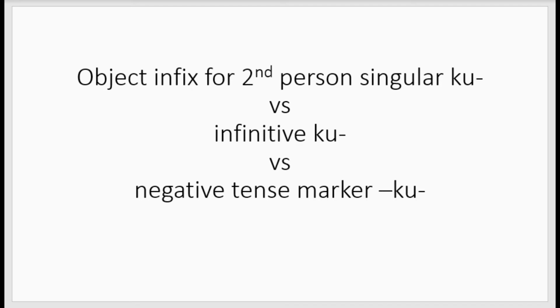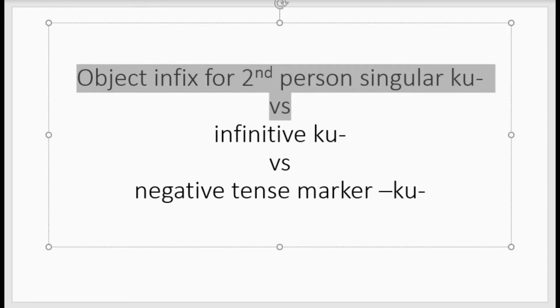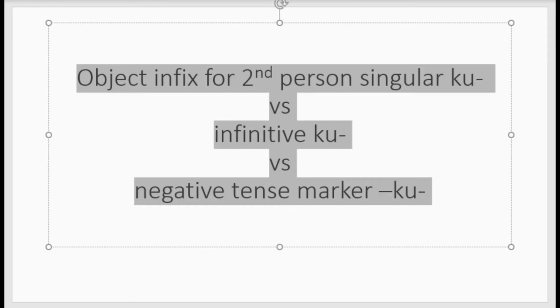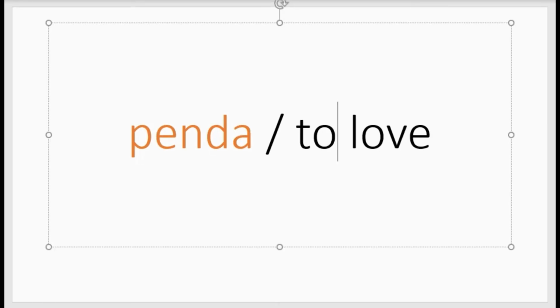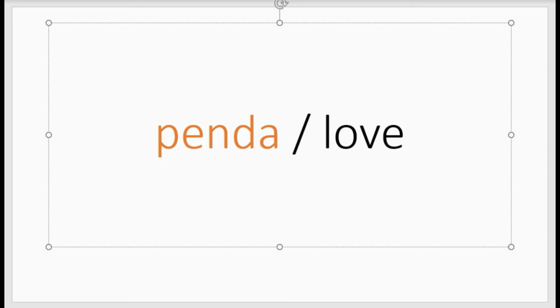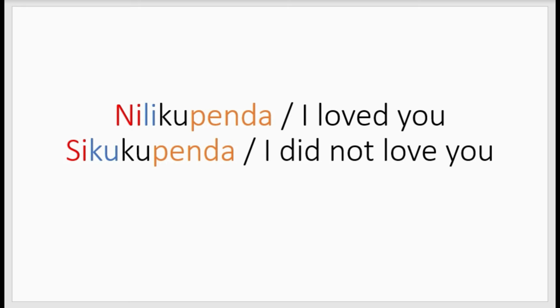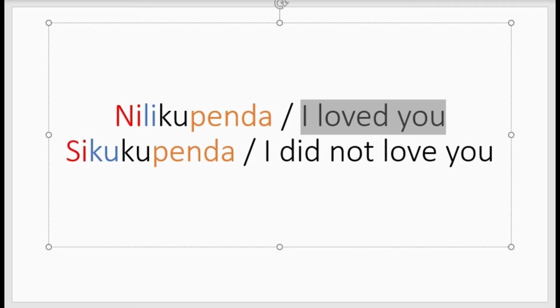Now object infix for second person singular "ku", and infinitive "ku" and negative tense marker. So these are the three things we're going to look at. Panda means love. Nilikupenda means I loved you.